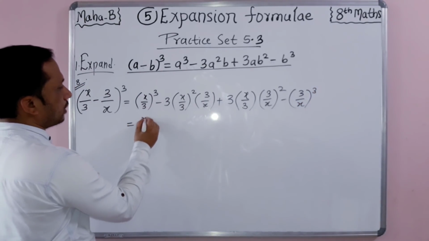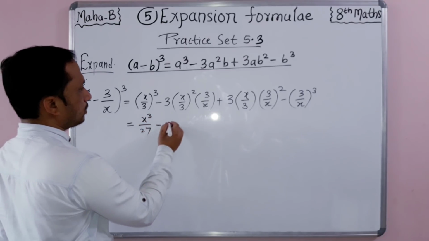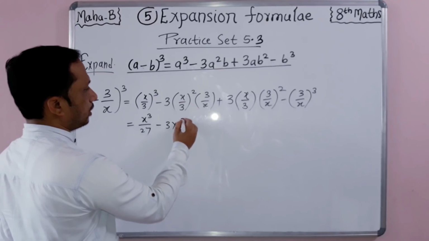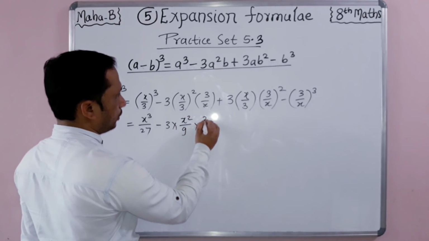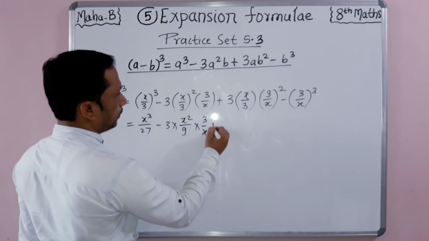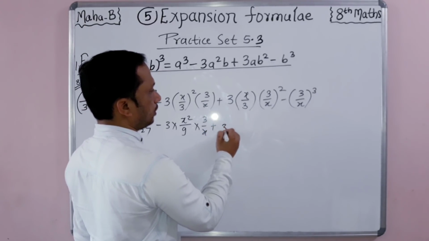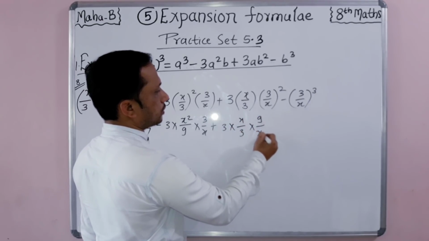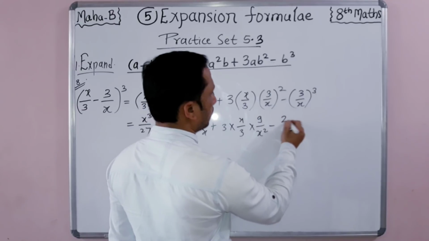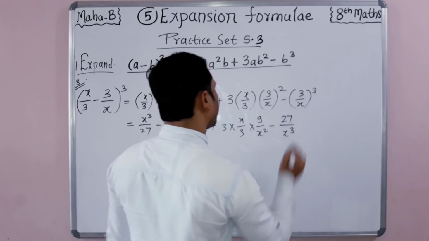So x cube is x cube, 3 cube is 27, minus 3 into x square, 3 square is 9, into 3 upon x, plus 3 into x upon 3, 3 square is 9, x square is x square, minus 3 cube is 27, and x cube is x cube.